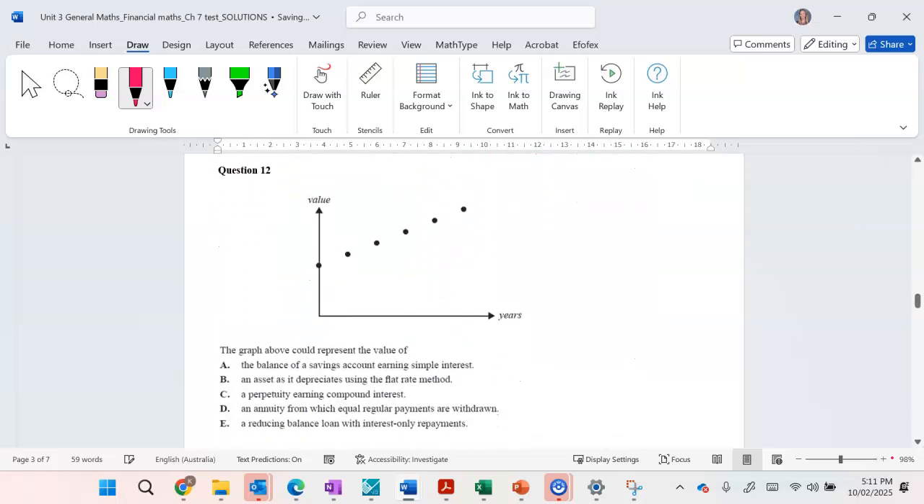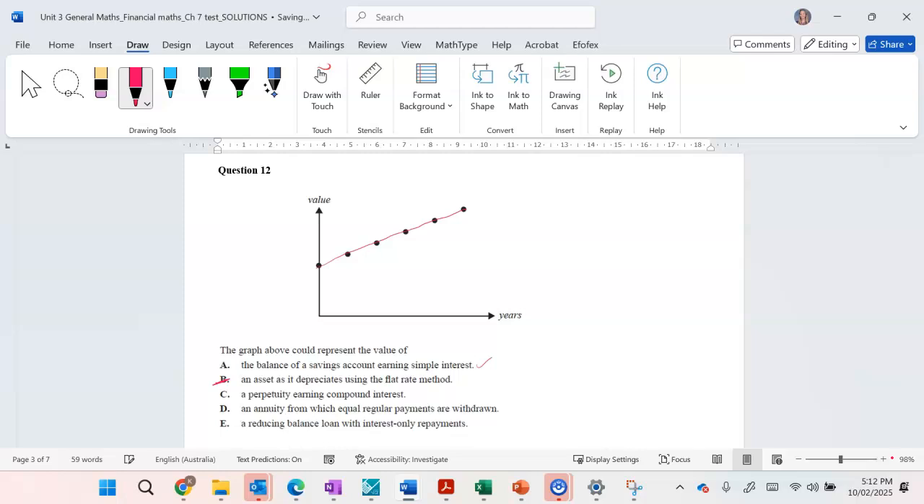So question 12, we've got a graph. The graph could represent the value of. Looking at this, I can see it's linear, pretty linear. I think if it was geometric, it would clearly be non-linear. So let's just look at our options. The balance of a savings account earning simple interest. A possibility. Let's just put a tick. Let's have a look at the other options. An asset as it depreciates. Well, if it was depreciating, it would go down in value. No, thank you. A perpetuity earning compound interest.